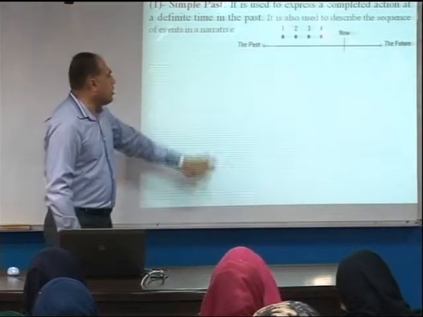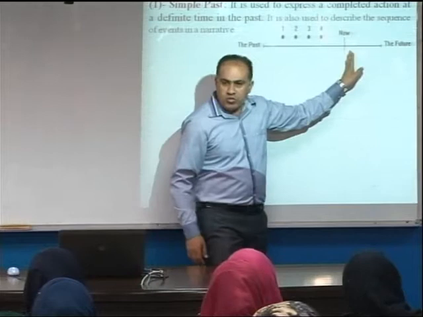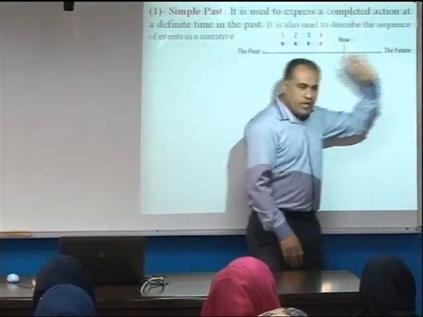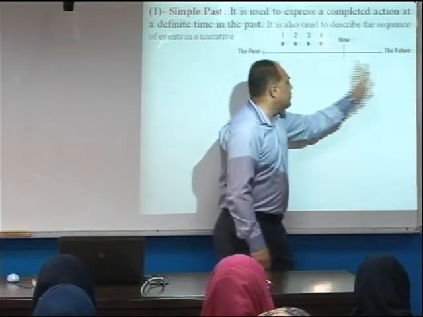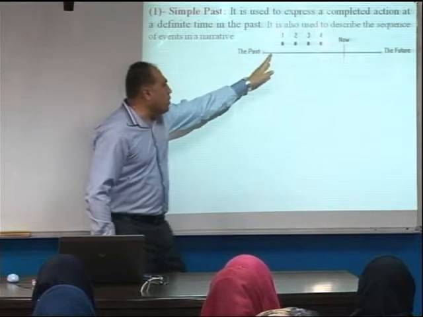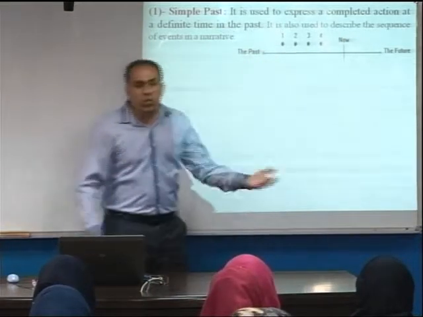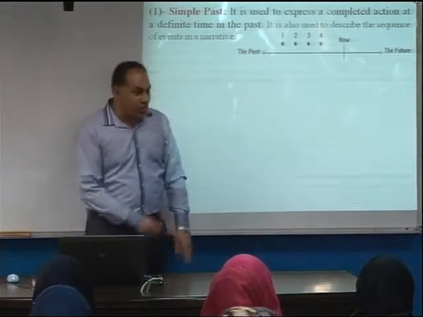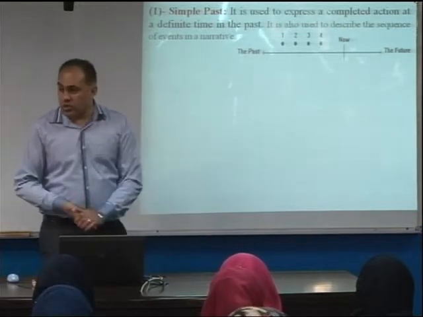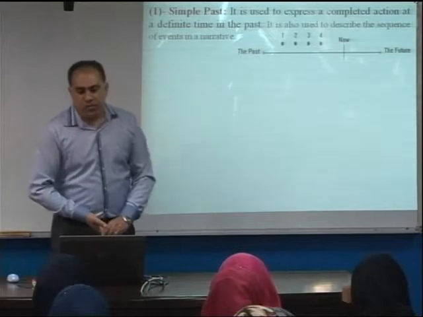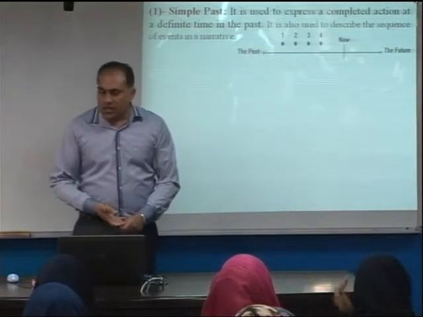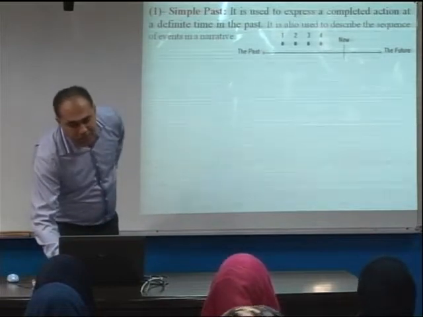Let's see. If we imagine that the moment of talking is now, and then we have, of course, on the timeline, the future, all the events number 1, 2, 3, and 4 are all past actions, and therefore the verb tense used should be in the past. Number 2, 3, and 4 are all simple past tenses and are complete actions in the past.